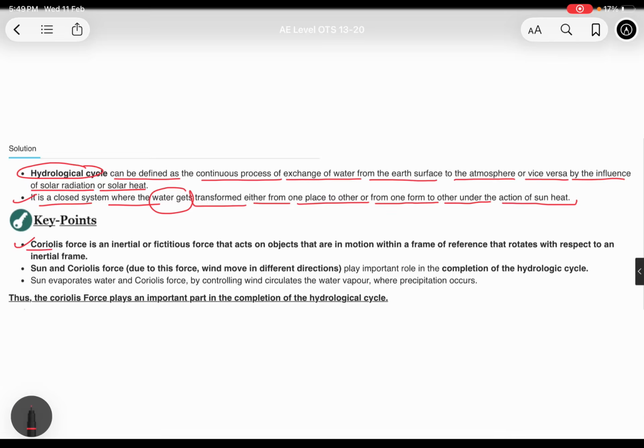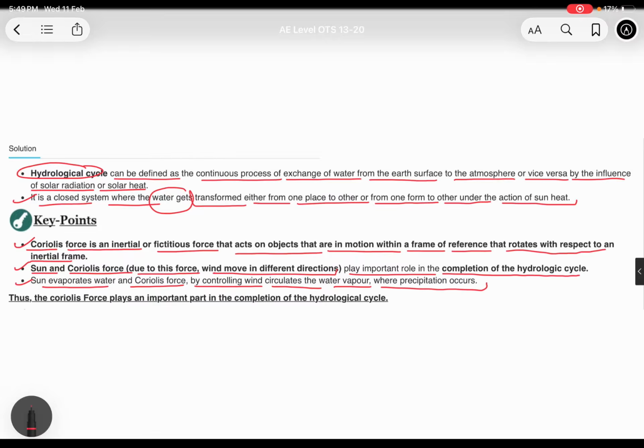Key points: the Coriolis force is an inertial or fictitious force that acts on an object in motion within a frame of reference that rotates with respect to an inertial frame. Due to the Sun and the Coriolis force, wind moves in different directions, playing an important role in the completion of the hydrological cycle. The Sun evaporates water and the Coriolis force, by controlling the wind, circulates the water vapor to where precipitation occurs.